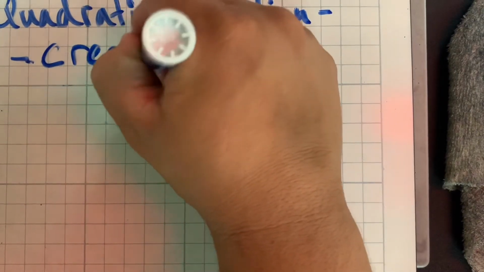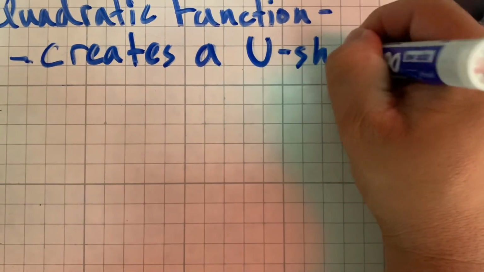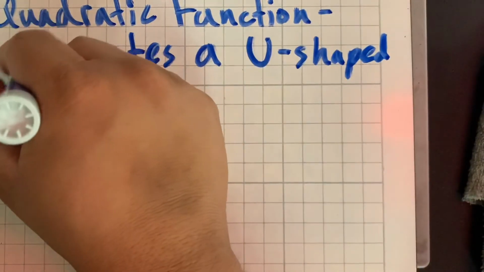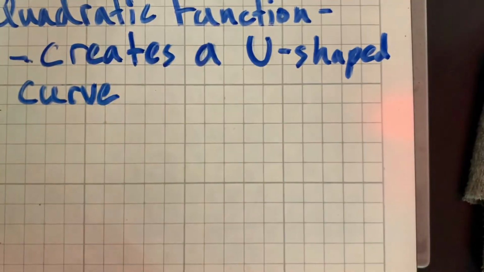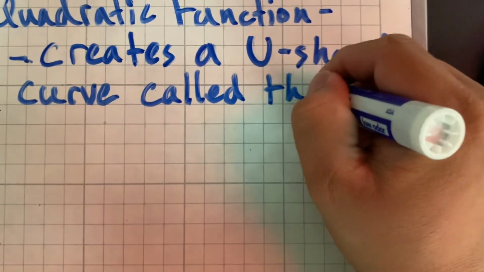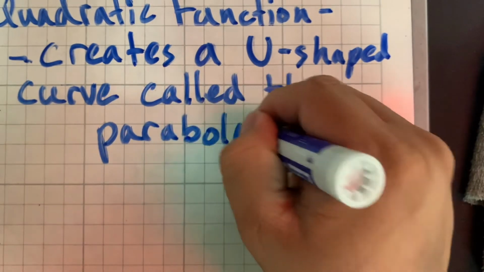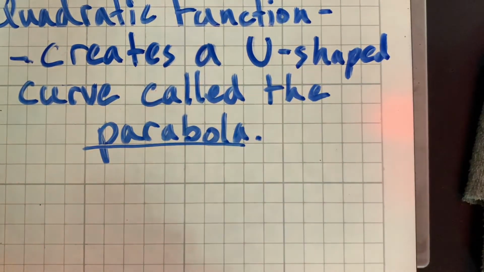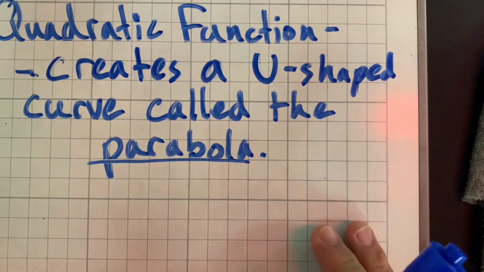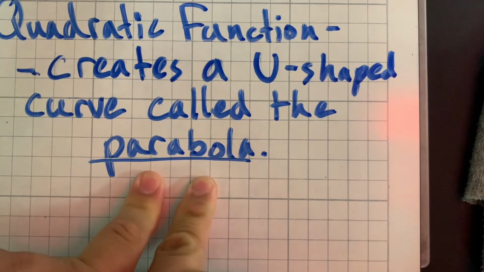A quadratic function also creates a U-shaped curve. So a quadratic function, whenever you graph these, you know that what you're dealing with is a quadratic function, because it creates a U-shaped curve. That's what we call a parabola.